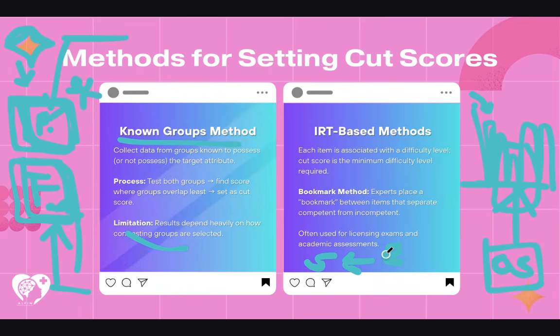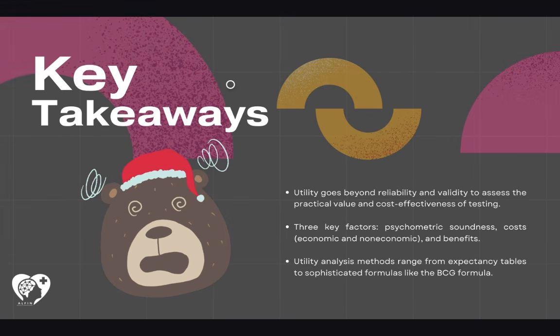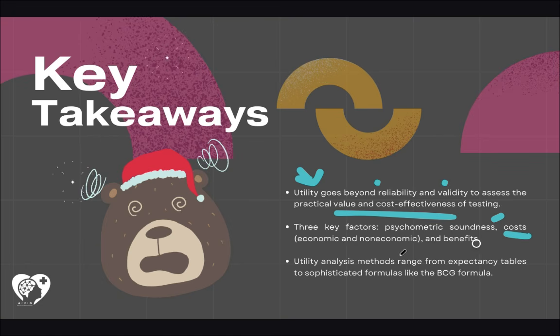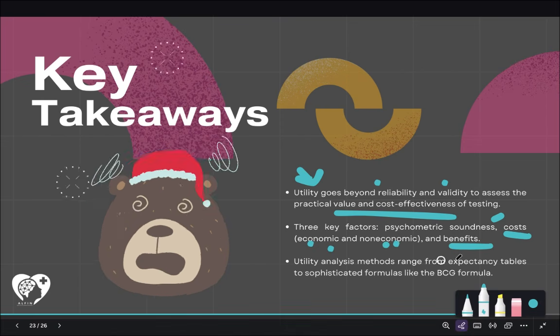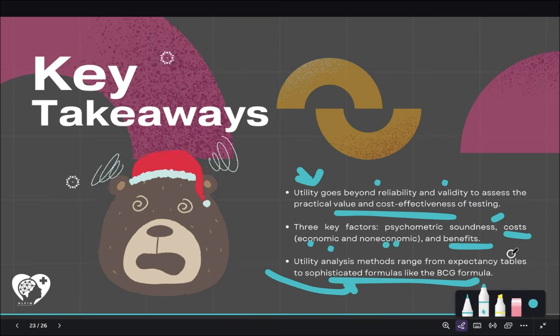So we're finally done. For our key takeaways: utility goes beyond reliability and validity to assess the practical value and cost effectiveness of testing. We've already discussed this extensively. There are three key factors: psychometric soundness, which includes reliability and validity, the cost, both economic and non-economic, and of course the benefits, which are also economic and non-economic. Utility analysis methods range from expectancy tables to sophisticated formulas like the BCG. I don't think it's that sophisticated because it's easy to calculate, but for me, this one is harder. Anyway, to each their own.